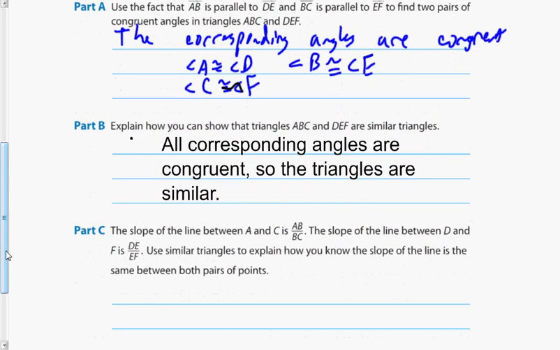And finally, part C, it says the slope of the line between A and C is AB over BC. The slope of the line between D and E is DE over EF. Using similar triangles, explain how you know the slope of the line is the same between both points. Basically, what we talked about on the last problem in number 15. The sides are going to be proportional as well. Just like the angles are equal, the sides are proportional. So I'm going to leave it at that for right now.